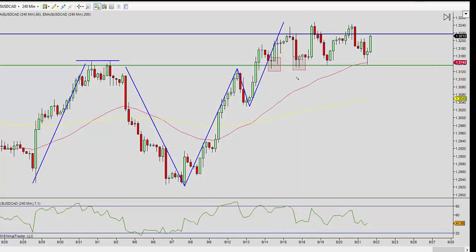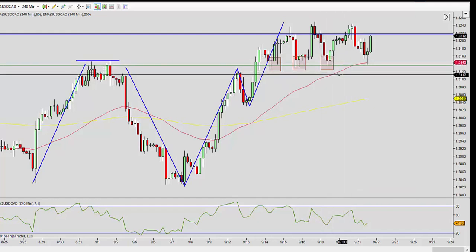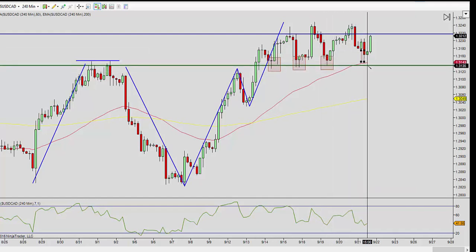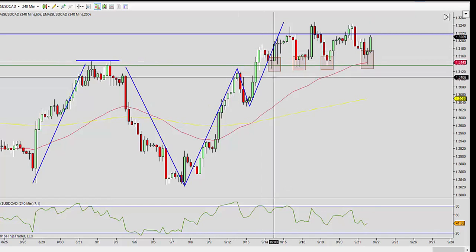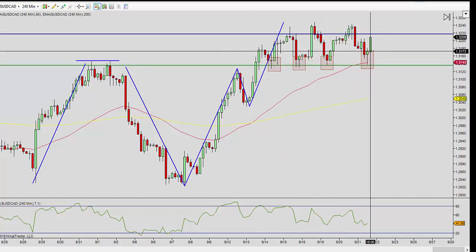Once, twice, three times, and now we came down for a fourth today there on the 4-hour. So simple trend continuation trade for me. We moved up, we closed above, tested once, twice, third time, fourth time, pin bar. I could be getting long here.